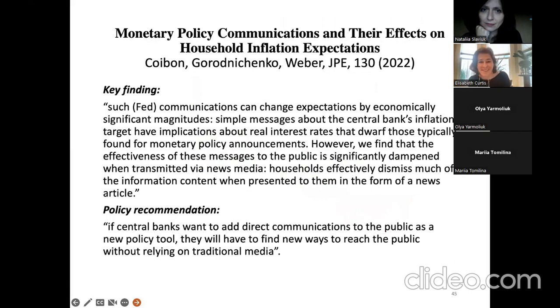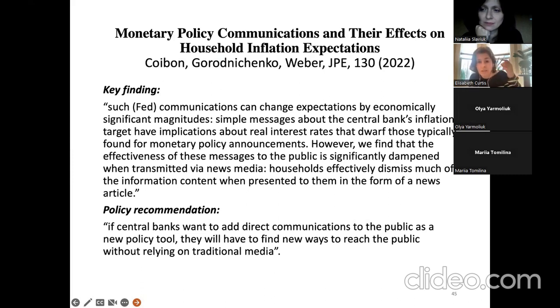Another piece of research that Horodnichenko was involved in, this is published in 2022 in the Journal of Political Economy, one of the top journals in the US actually, is a paper about Fed communications and their effect on household inflationary expectations. And so he acknowledges, he sees this in the data, that Fed communications can change expectations by significant magnitudes. So Horodnichenko notes Fed communication is important, right? That it can have real effects.